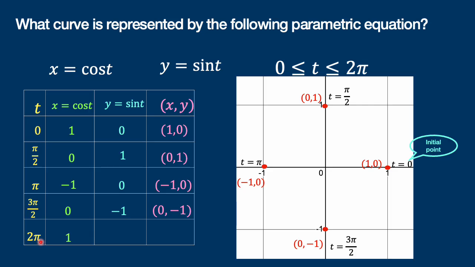t equals 2 pi. Cosine 2 pi is 1. y equals sine 2 pi is 0. Your position is 1 and 0. That's going to be the terminal point. Let's connect all the points you found. t equals 0 is the start point.